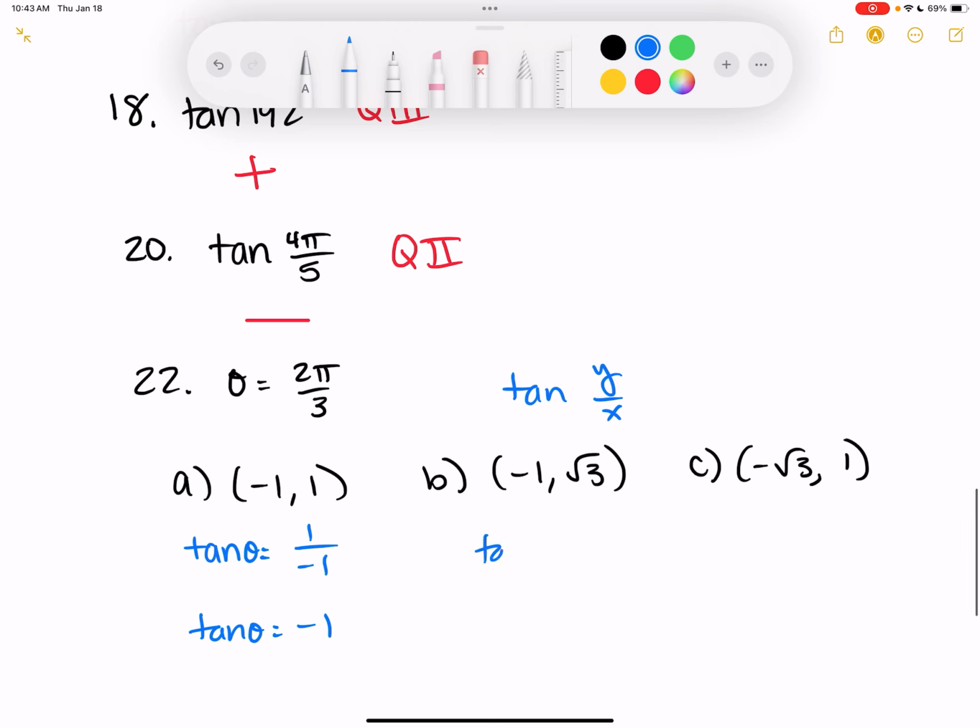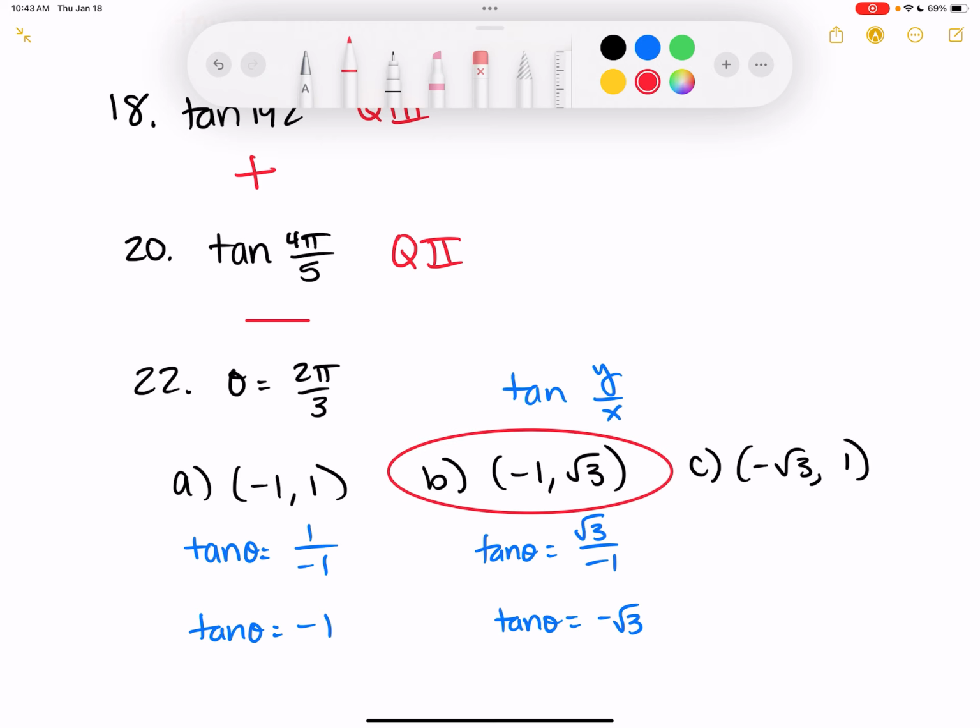This one, tangent of theta is equal to root 3 over negative 1, which means tangent of theta is equal to negative root 3. Negative root 3 is at 2 pi over 3, so this would be the point that I'm looking for. But if you wanted to check and make sure, tangent of theta over here would be equal to 1 over negative root 3, which rationalized would be negative root 3 over 3, and that would occur at 5 pi over 6. So it would be this one.